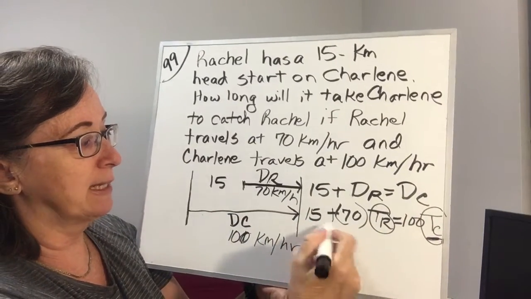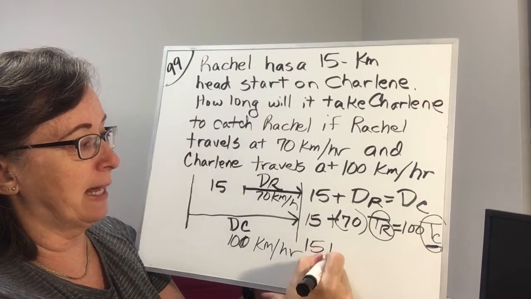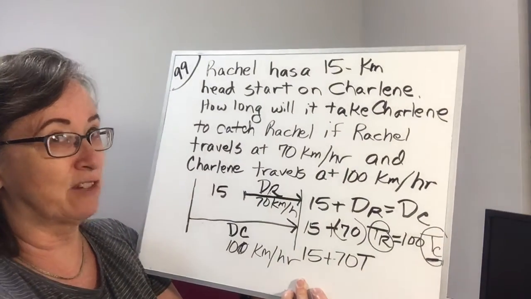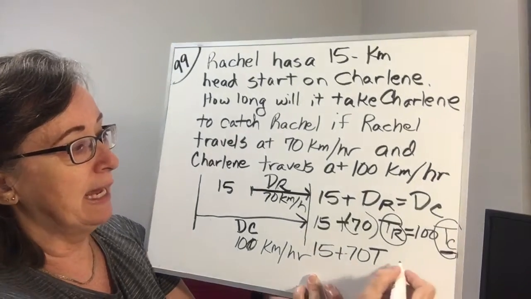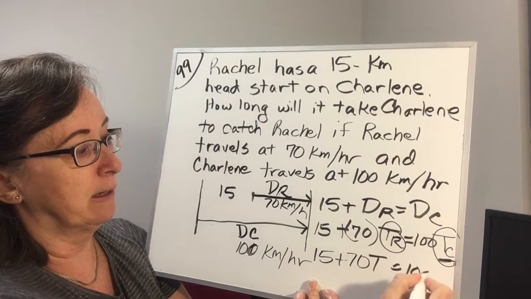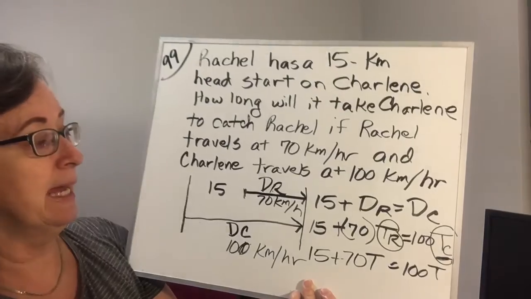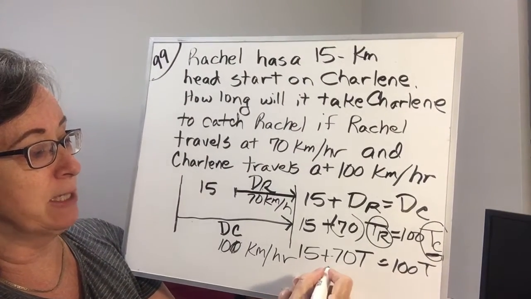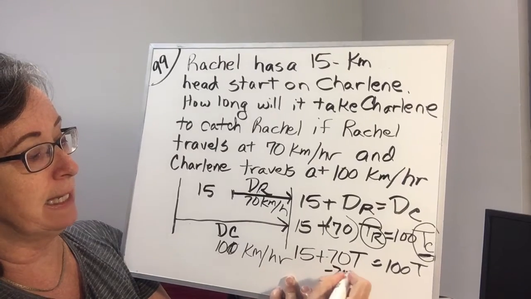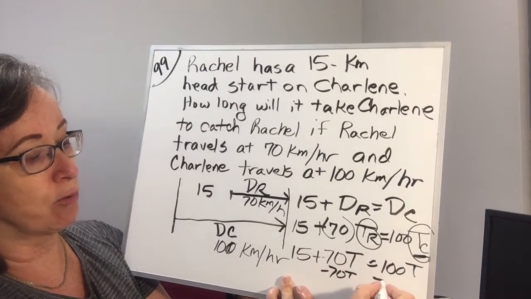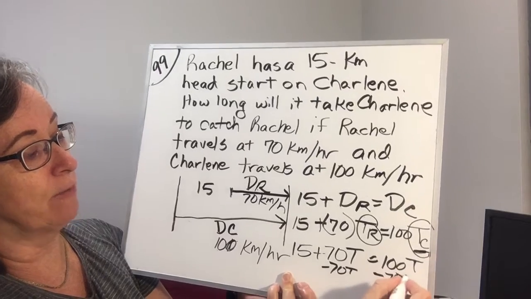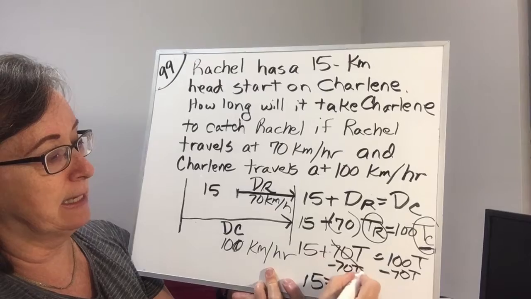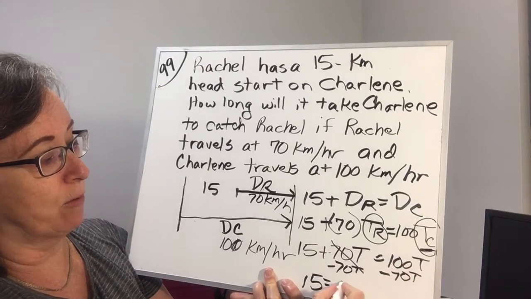So now let's go ahead. So it's going to be 15 plus 70, and we're just going to use t for time, instead of time Rachel, time Charlene, equals 100t. Okay, now we've got 70t and then 100t. Can't we just subtract the 70t and subtract the 70t over there? So we're going to get 15 is 100 minus 70, or 30t.